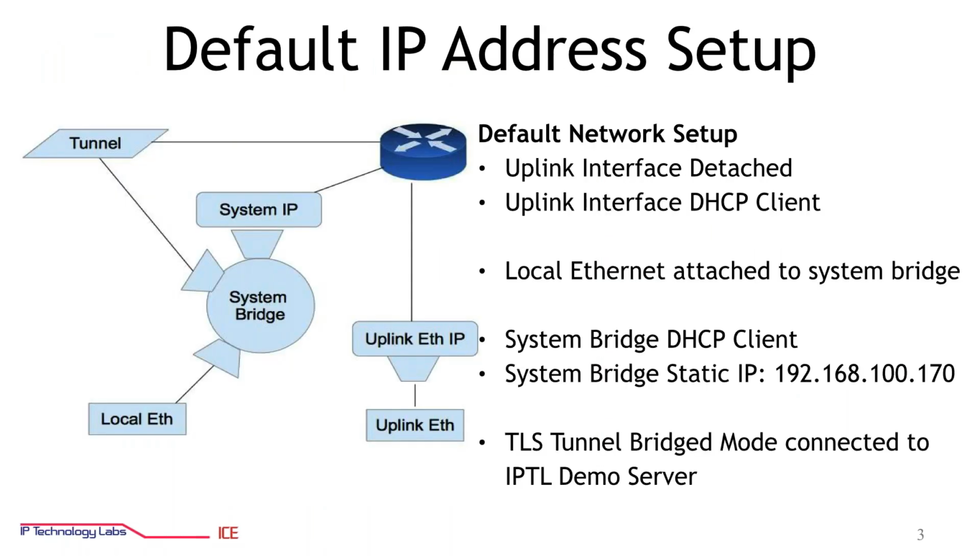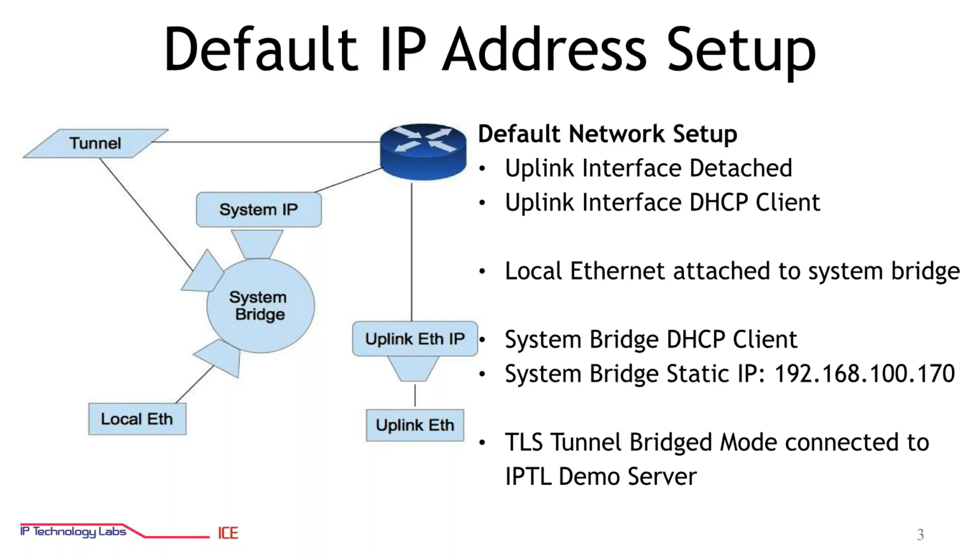So the default configuration of the device, everything you see in the picture is internal to one of our devices. The uplink Ethernet interface is detached from the system bridge, and the uplink Ethernet interface has a DHCP client on it. So if you take a device that's in the default state, take the uplink Ethernet interface, connect it into your network, you should get an IP address and a gateway and DNS from your local DHCP server. And that'll give them enough information to create a tunnel to an external location.